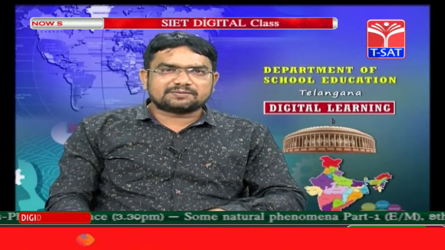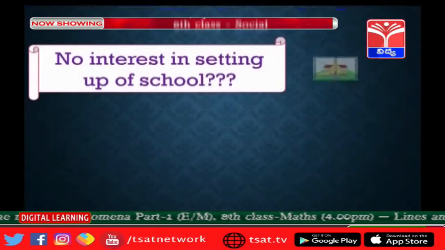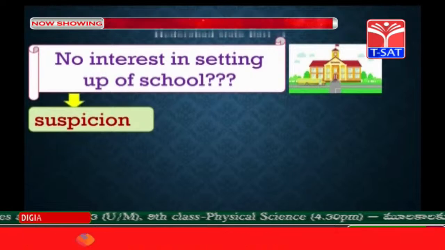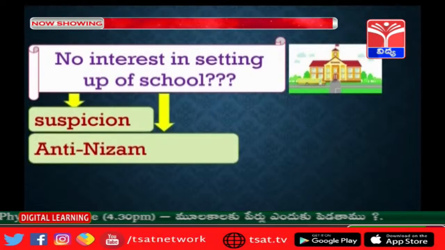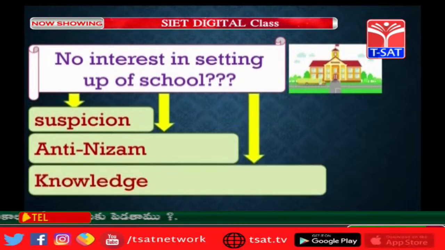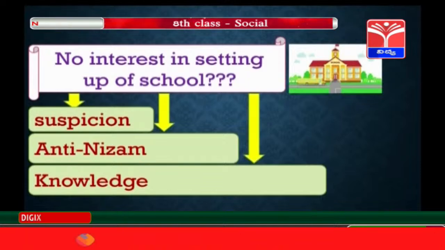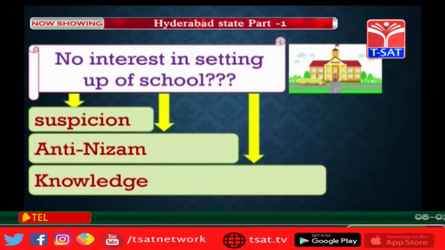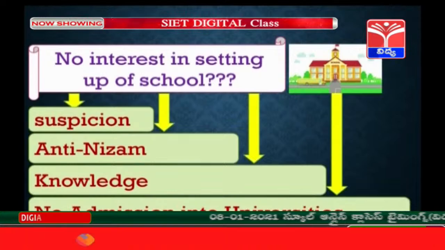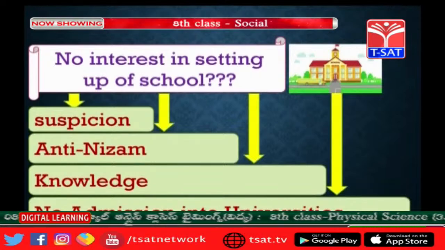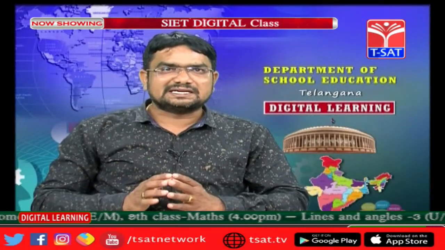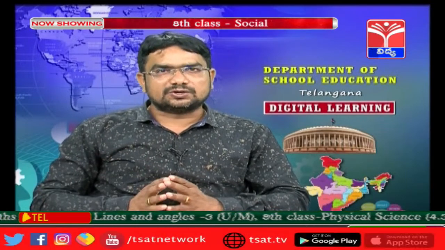You can find the Nizam had no interest in setting up schools. That is the biggest question. The Nizam was suspicious of educational institutions, thinking anti-Nizam activities would take place in the schools, and that if people are knowledgeable, they question the ruler. That's why they did not encourage education, not even setting up schools in areas. Finally, no admission was given into universities to those who studied in Telugu medium. Only those who studied in Urdu medium during the time of the Nizams were given admission into the universities.